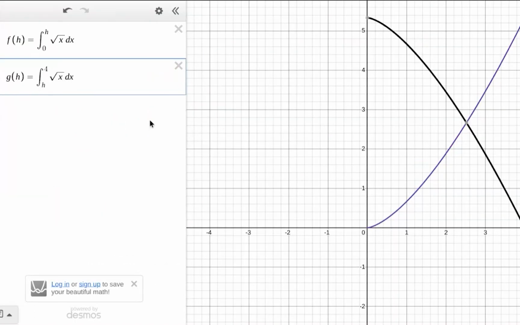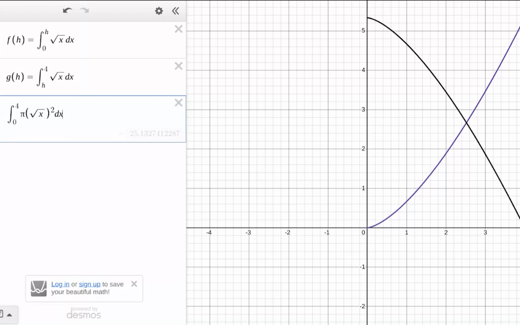So we've got the integral from 0 to 4 of, what was it again, pi times the square root of x squared. I know you'd probably be tempted to just simplify that and write it as x, but I'm going to make sure I don't make any mistakes here. And yeah, I get 25.132.